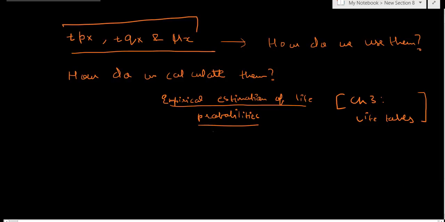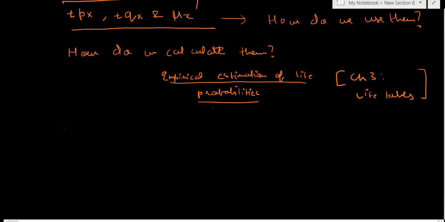So I would need data. Where do I get this data from? There is a tool called life tables, which I can use to calculate these probabilities, and these life tables are summaries of the mortality data.